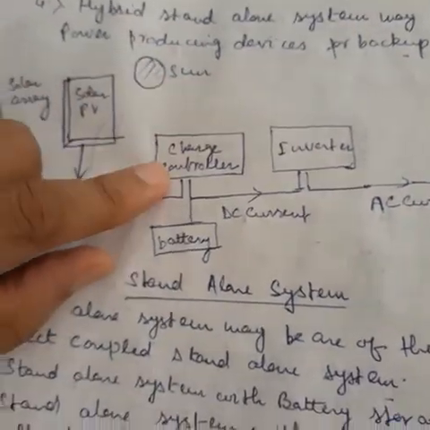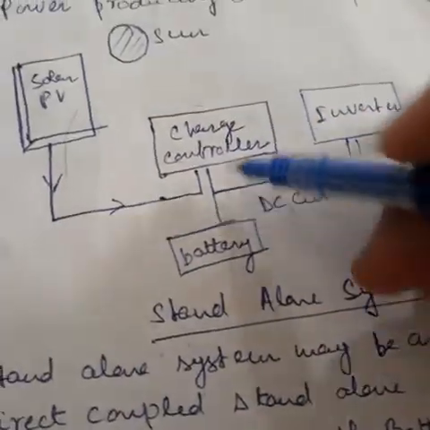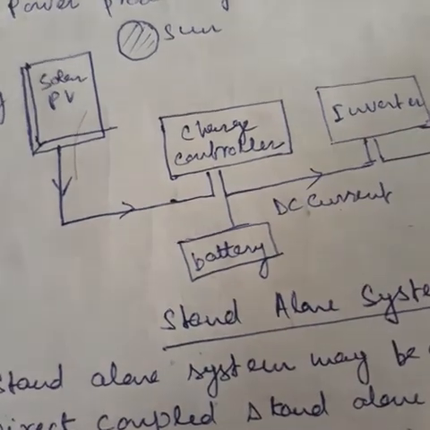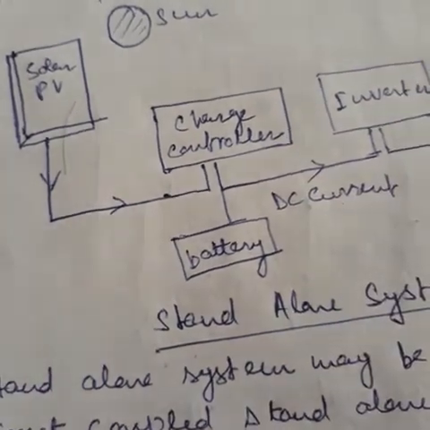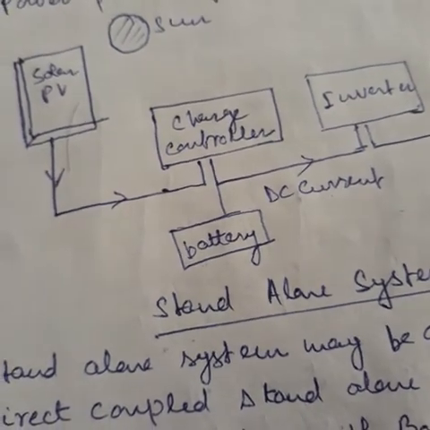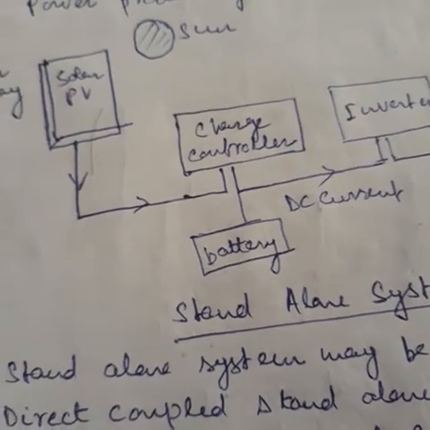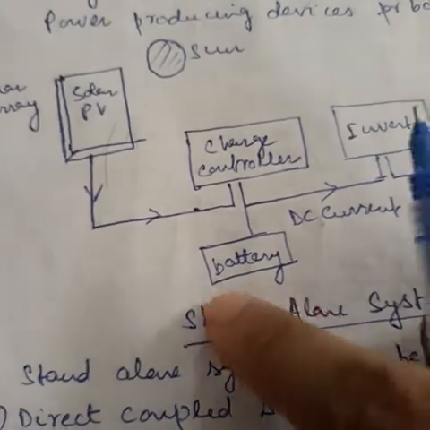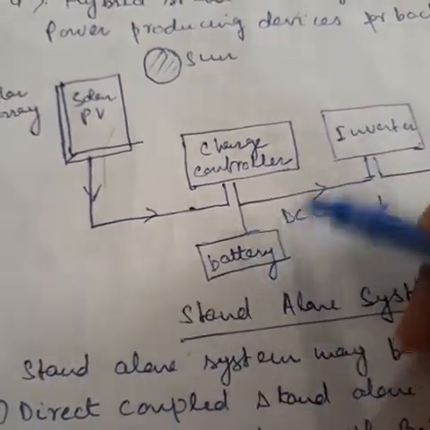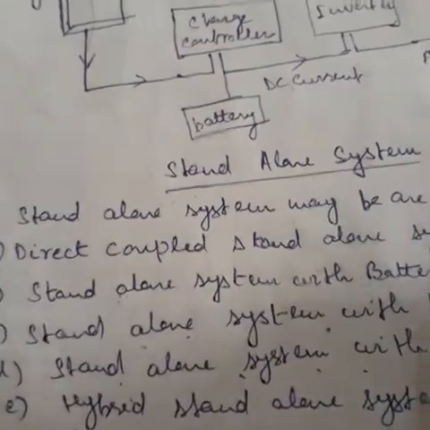And next, the battery is connected to the charge controller. The battery is charged, and whenever there is a fluctuation in the requirement of electricity, or there is some stoppage of the continuous supply of power, then the battery gives the current and power is maintained. Stand-alone system we discussed.